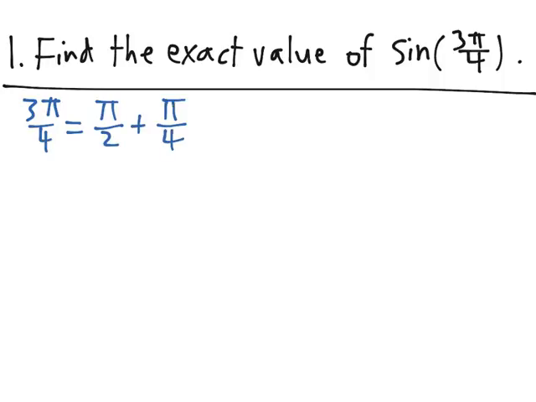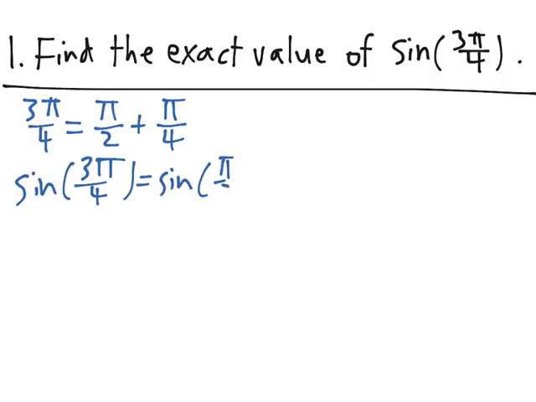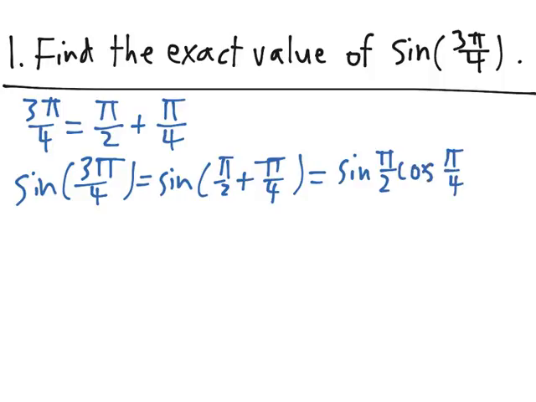Now, since we know both the sine and cosine of pi over 2 and pi over 4, we can use the addition of angles formula to calculate sine of 3 pi over 4. The formula tells us that sine of 3 pi over 4 equals sine of pi over 2 plus pi over 4, which is equal to sine of pi over 2 times cosine of pi over 4 plus sine of pi over 4 times cosine of pi over 2.